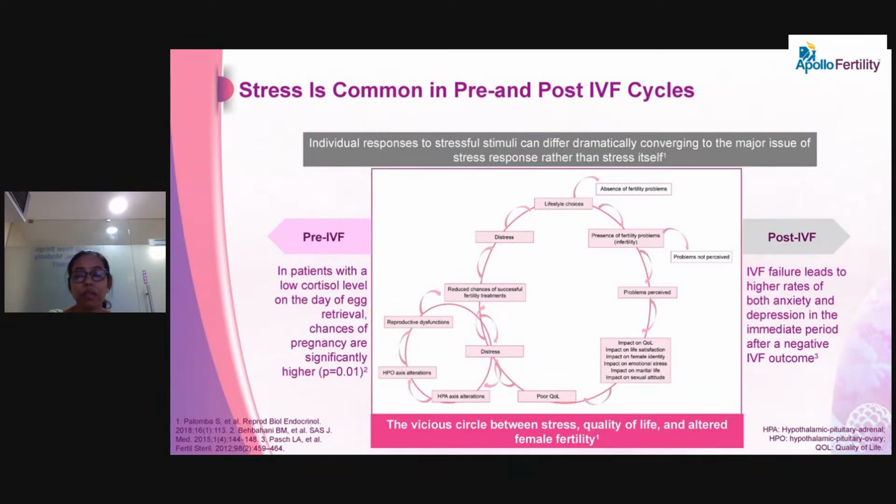Next, as we all know, stress is very common in people who undergo fertility treatment, especially before and after IVF. Especially if it lands up in a failure, the stress levels are even more. IVF failure leads to a higher rate of both anxiety and depression in the immediate period after a failed cycle.